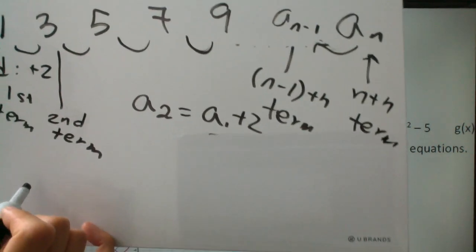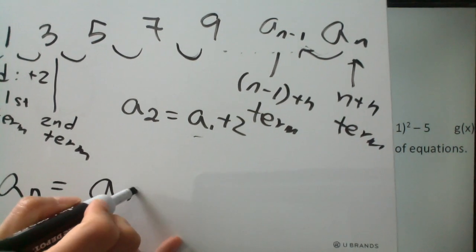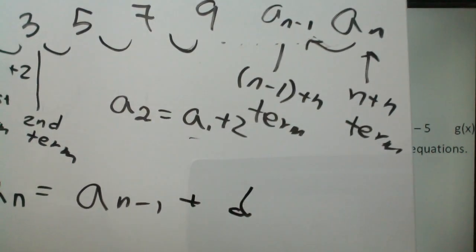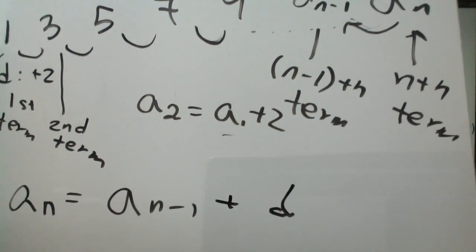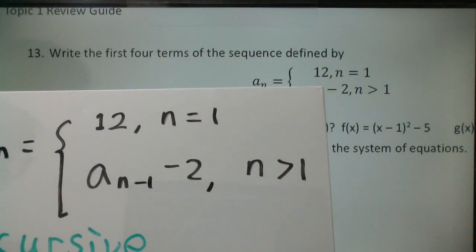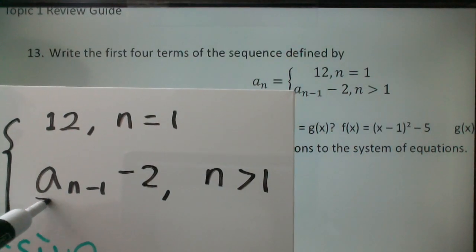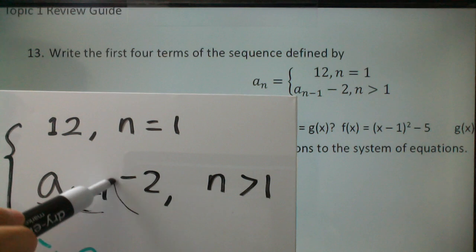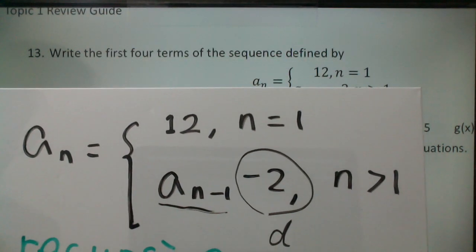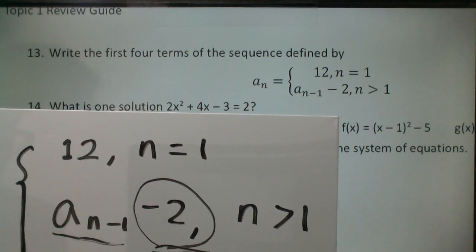If I want to get the last term from the previous, you have to add. I will write it here. If you want to get the last term from the second to last, you have to add the common difference. Then you will get the last term. So look at this form. Recursive means to the second to last you add your common difference D, then you get the last one. So it means -2 is the common difference.